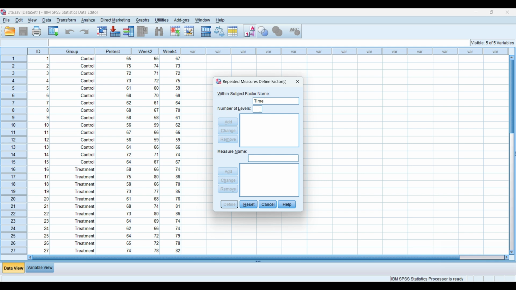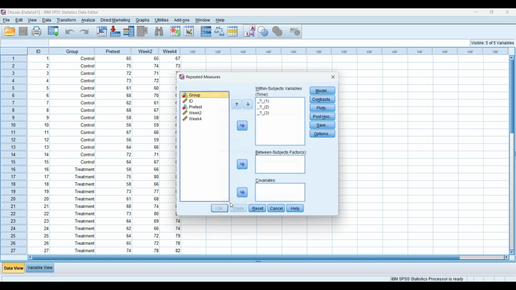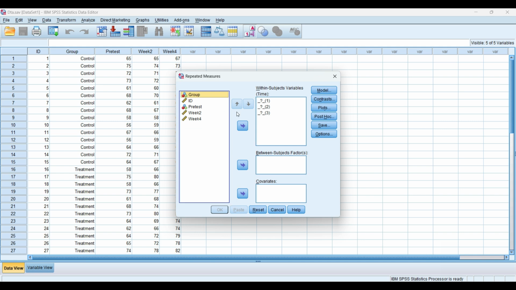For number of levels, because there are 3 measurements, we are considering these as 3 levels. So we will put 3 and then click on Add. Now we will click on Define. Okay, so we will arrange them accordingly as we put the data, like there is 1, 2 and 3 as we defined. So we will put 1 as pre-test, and then 2 as week 2 and then week 4 as 3.